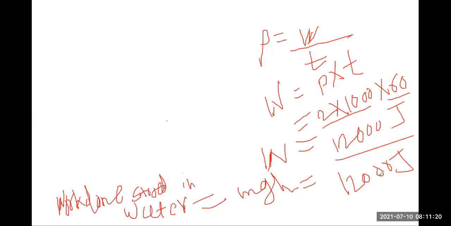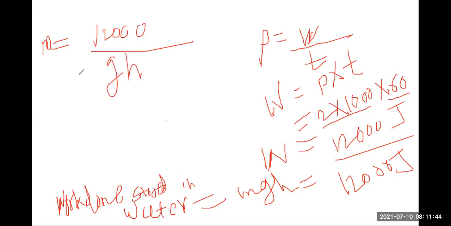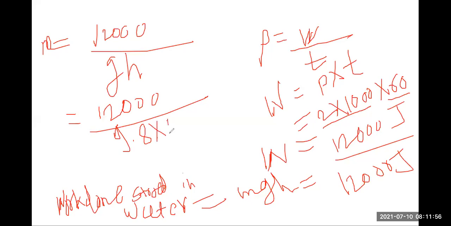So mgh is equal to 120,000 joule. We know the m value is not given. We have to find m. So m is equal to 120,000 divided by g into h. Here g's value is 9.8 and height is given. How much height is given? 10 meter. Now divide this, you will get your answer.